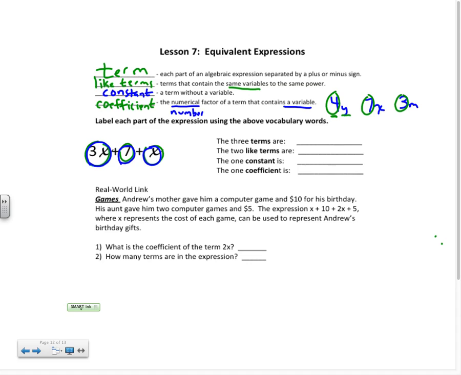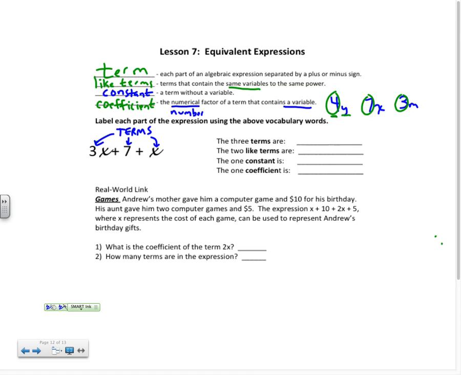So let's label our example here. We have 3 terms, T-E-R-M-S, which is part of an algebraic expression separated by a plus or minus sign. So 3x is a term, 7 is a term, and x is a term.